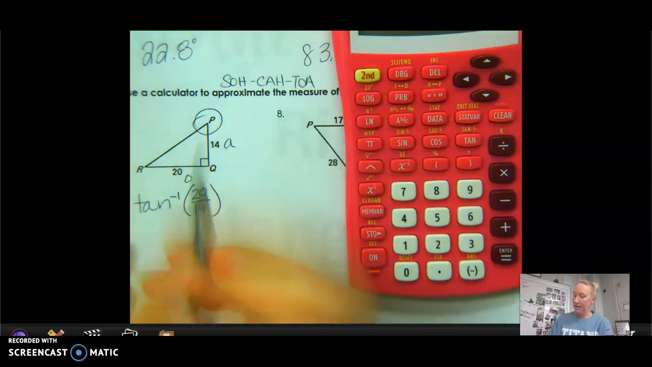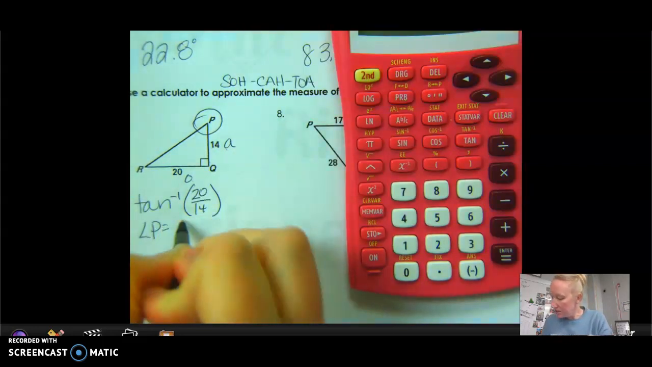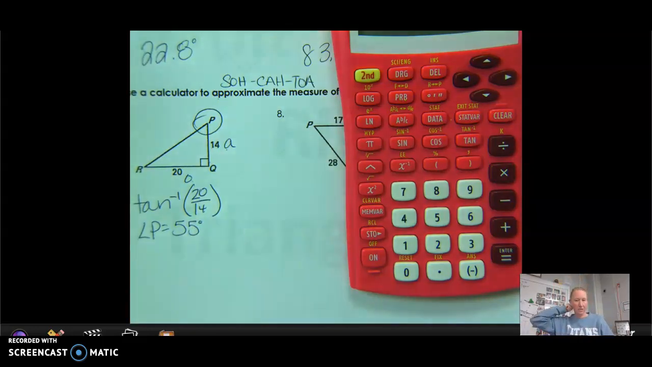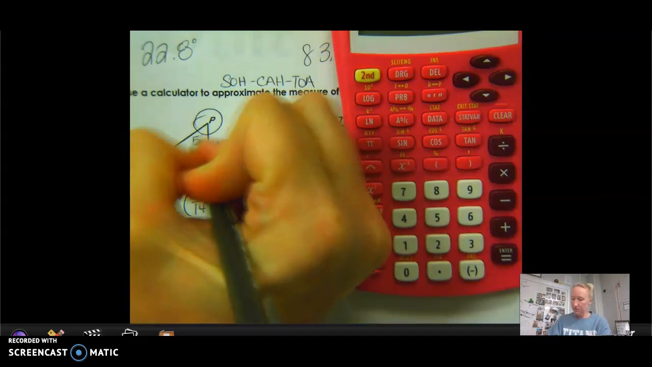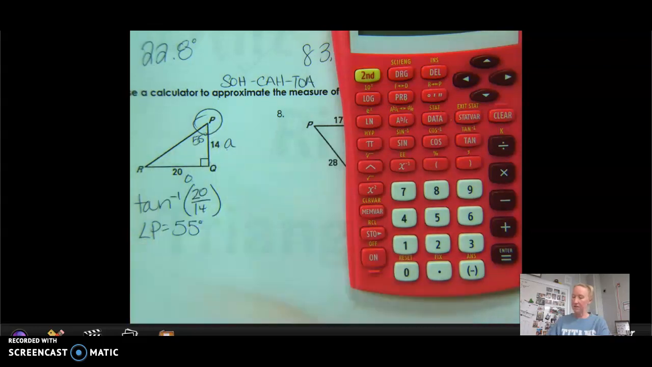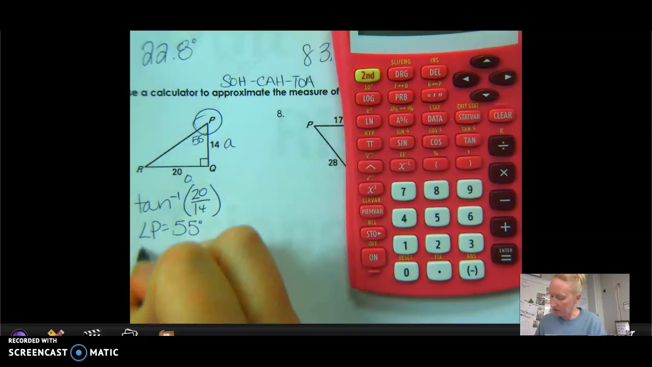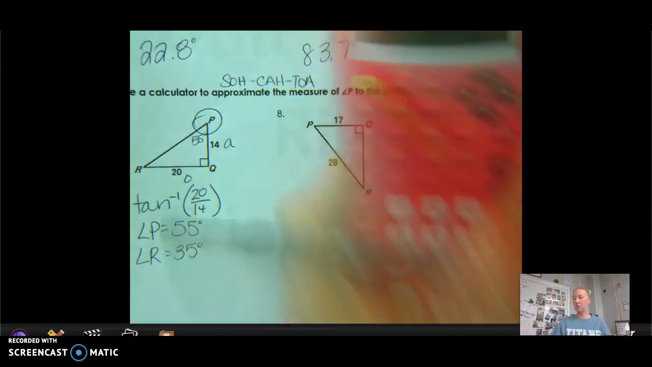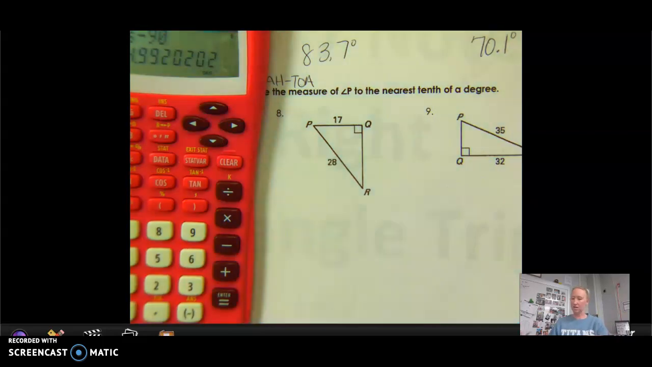That's telling me that angle P is 55 degrees. It's 55.0 degrees if I'm rounding to the nearest tenth, which is 55 degrees. So if this angle is 55, I should be able to quickly find this angle because these two added together equal 90. So if I subtract that from 90, I get 35 degrees. So angle R equals 35 degrees. It didn't ask me to do that, but I just wanted to make sure that you guys understood that.